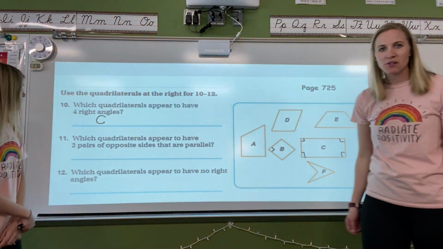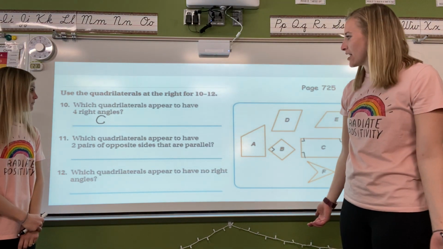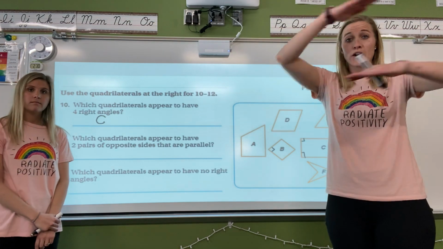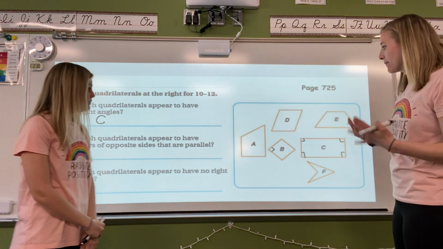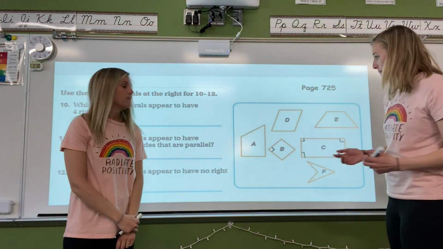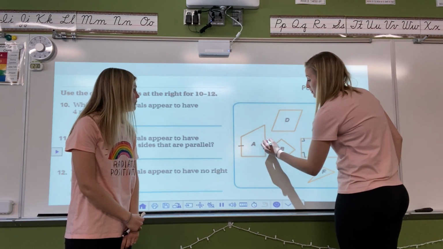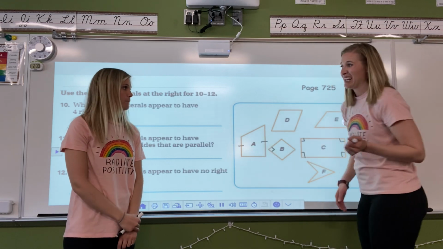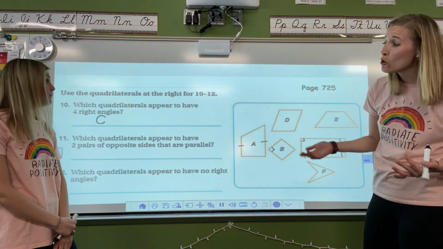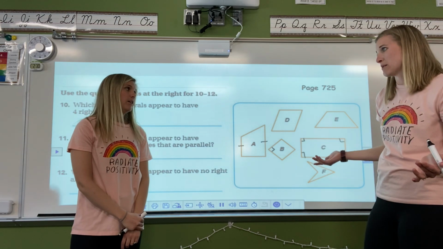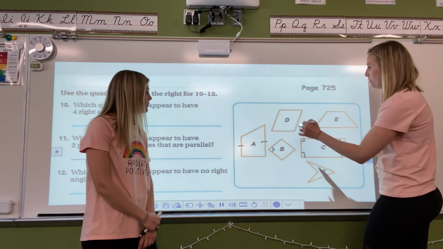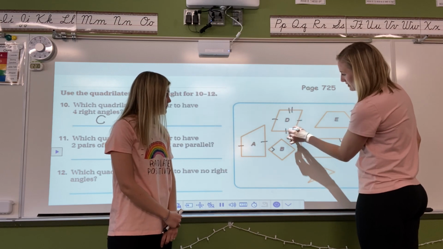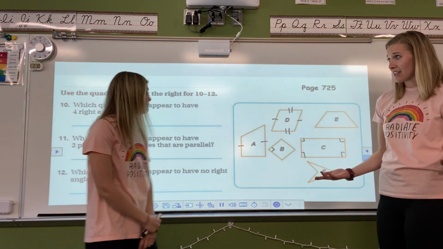All right. Number 11 says, which quadrilaterals appear to have 2 pairs of opposite sides that are parallel? Okay. So I'm going to do what Miss Pelzel did, and I'm going to start with A. Well, I know these 2 are parallel. Okay. These, not parallel. And I need to have 2 pairs. I only have one. That one pair only has 1. This looks parallel to this, and this looks parallel to this. So D has 2 pairs.